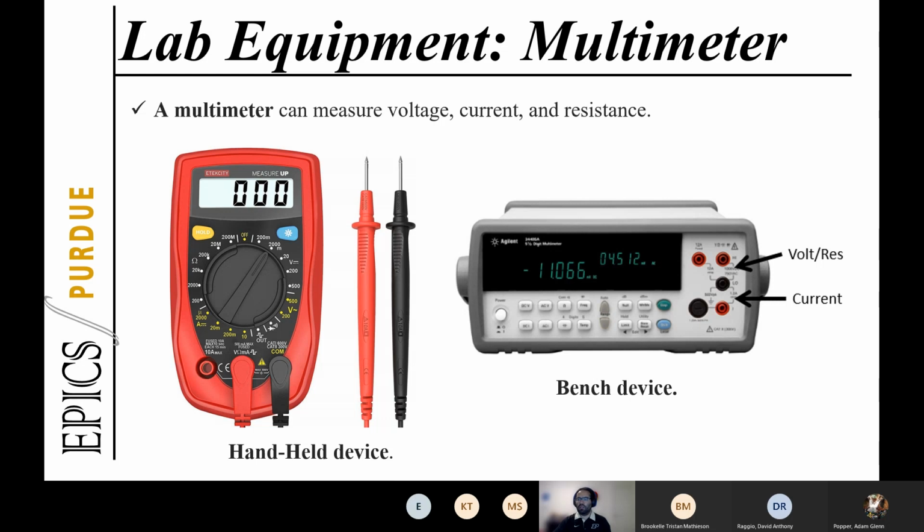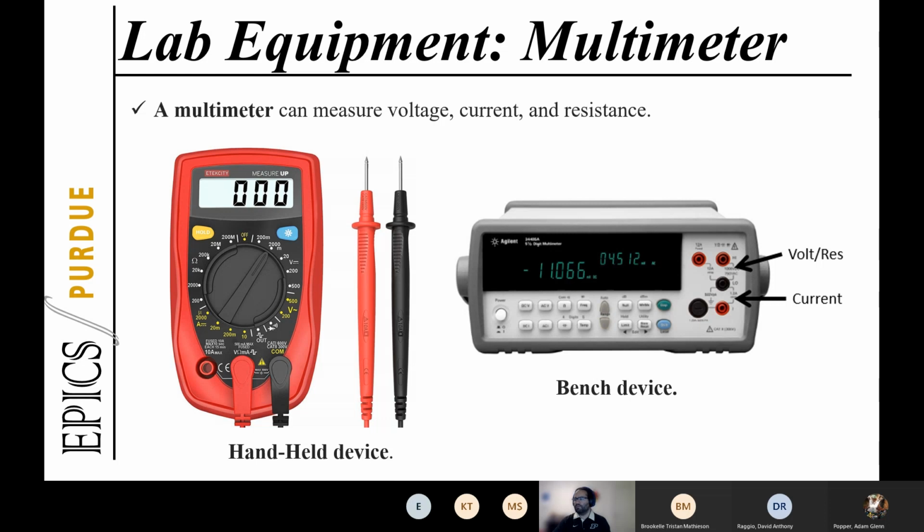This is on the left. You can see this is what a typical multimeter is going to look like. But also there are more sophisticated versions. So in some of the lab benches, you will see equipment similar to the one on the right. It serves the same purpose, but obviously it has more options.